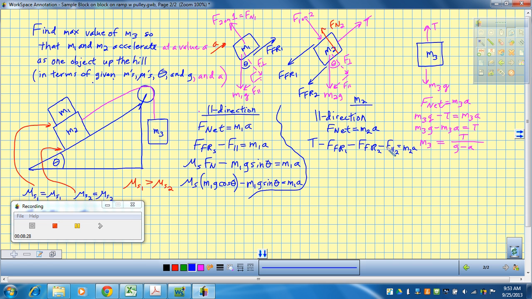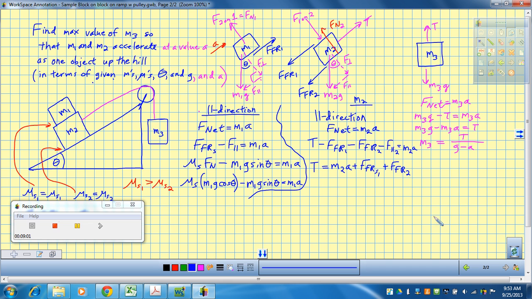Okay. I can go ahead and plug some stuff in. Really what I need to do is solve this for tension. So tension is equal to m2A plus force of friction static from block 1 plus force of friction from block 2.